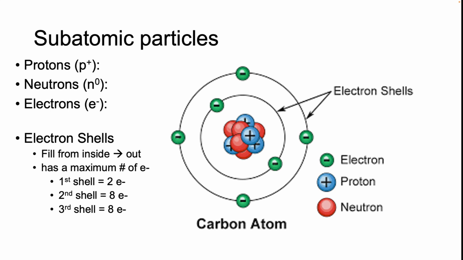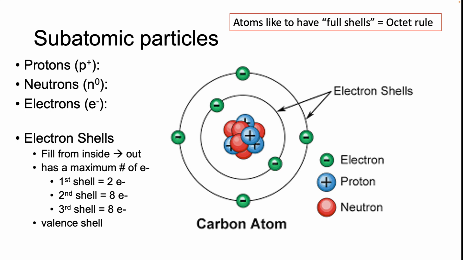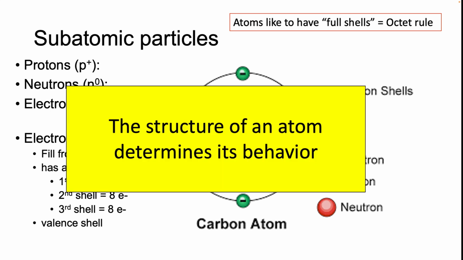Whichever shell gets filled last is called the valence shell. This is the one that really determines the atom's reactivity. Once the shells are filled, we think of the octet rule, which states that the atoms prefer to have a full shell. Without a full valence shell, the atom is not happy, and he has to look for another atom to fulfill him. An atom that is looking for a soulmate is ready to make a bond and is therefore reactive. So this structure of an atom determines its behavior. Remember, we talked about how anatomy relates to the physiology. Same thing is true here, even in subatomic land.